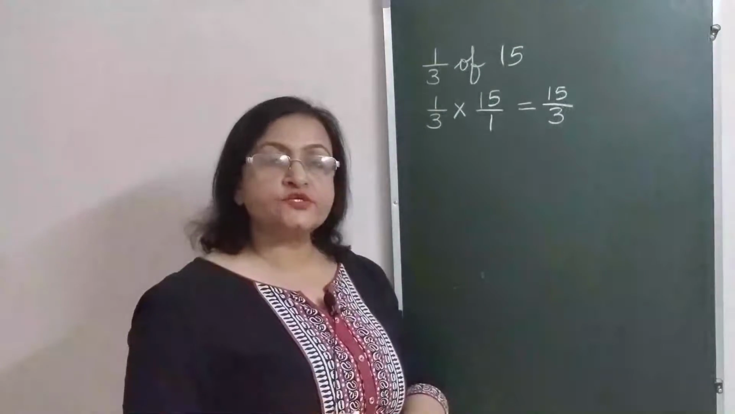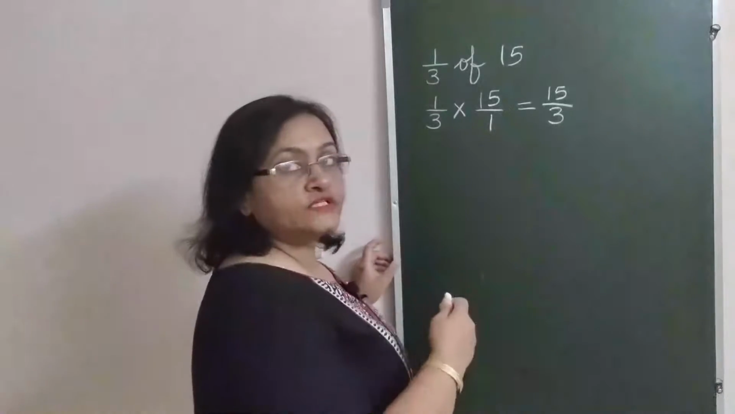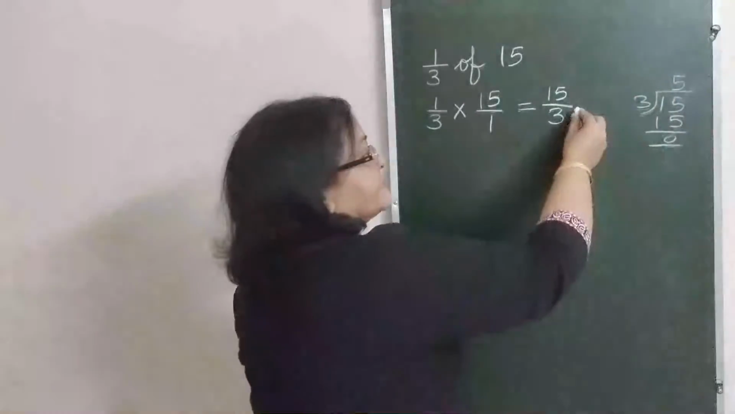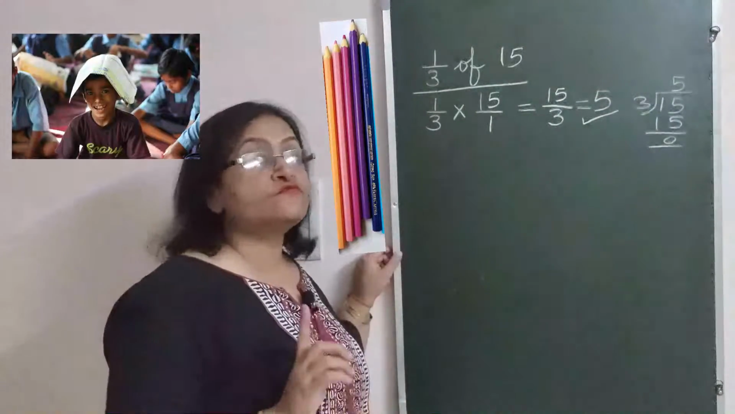Now we will bring it to its lowest form. And for that we will divide 15 by 3. 3 5s are 15. That means 1/3 of 15 is 5. So Ritvik will get 5 pencils.